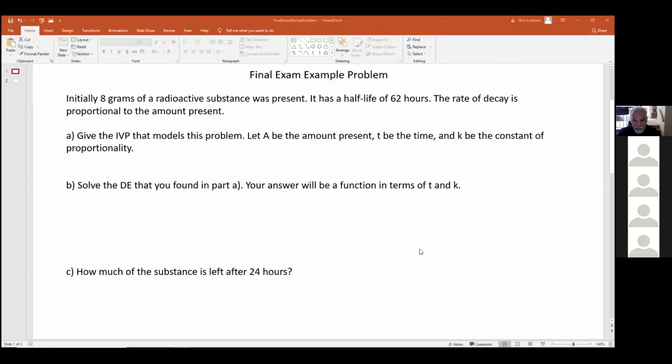You will have a problem like this. The department thinks that this is a very basic problem that everybody taking differential equations should know how to solve. So see if you can solve it, and then I'll solve it.